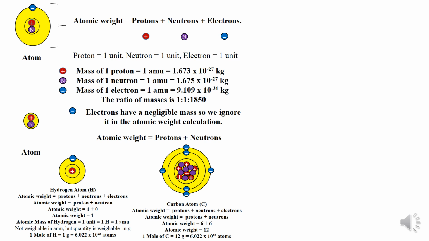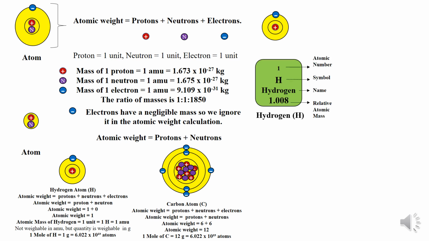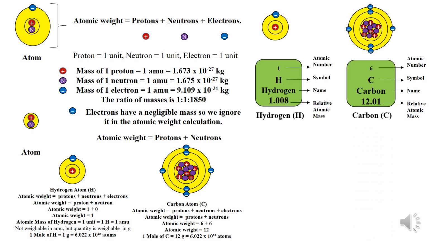But as I already mentioned, the mass number is not equivalent to atomic weight. These are two different terms. So how do they differ, that is, the atomic weight and mass number? Let's try and understand with the help of the electronic configuration, or the electronic structure, of the hydrogen atom and carbon atom.